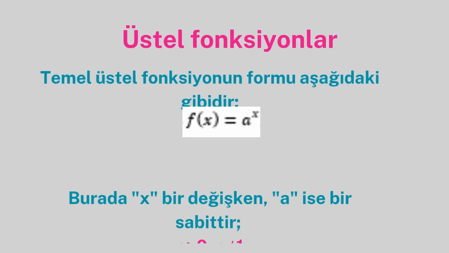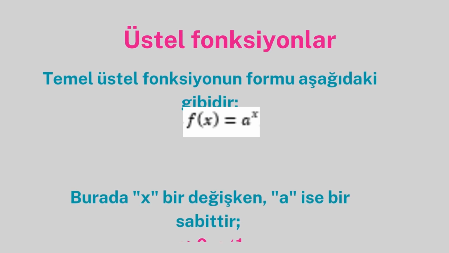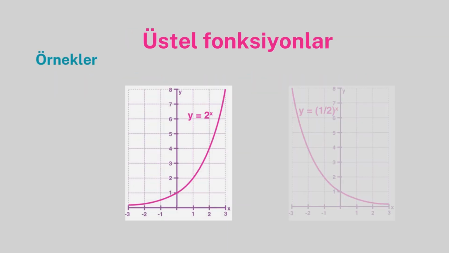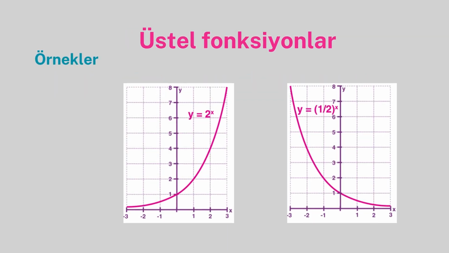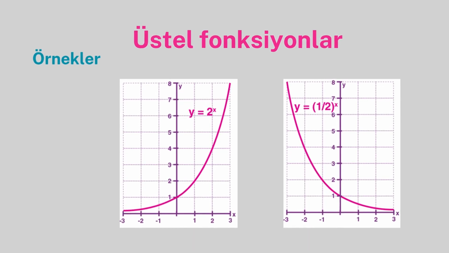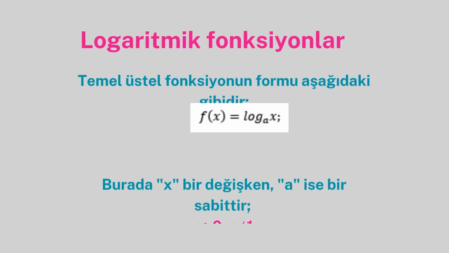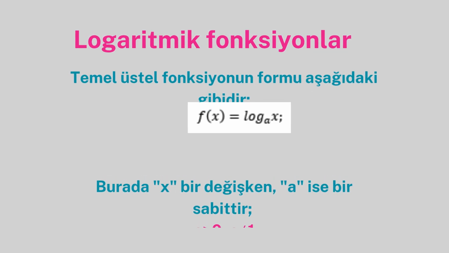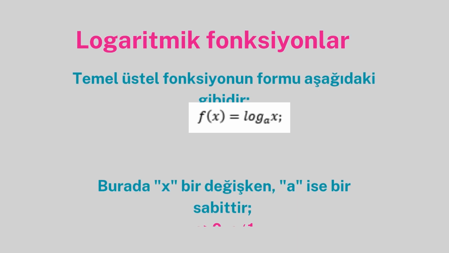Exponential functions. The form of the basic exponential function is where x is a variable and a is a constant, a greater than 0, a not equal to 1. Logarithmic functions. The form of the basic logarithmic function is where x is a variable and a is a constant, a greater than 0, a not equal to 1.